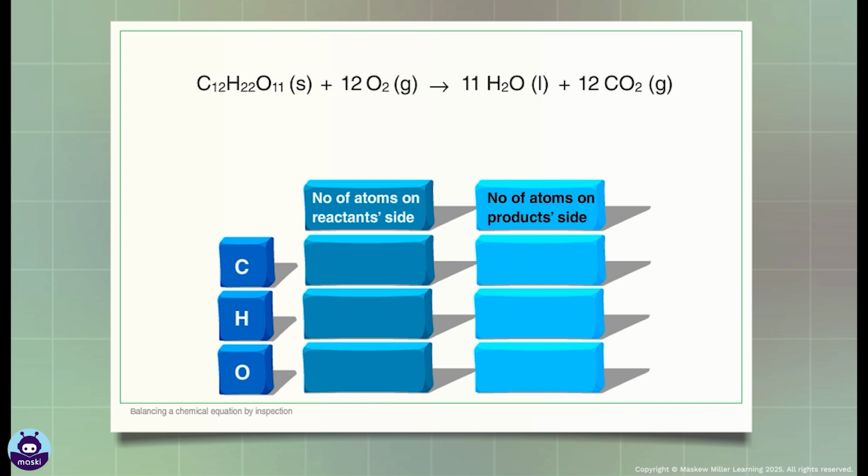The resulting equation is a balanced equation. C12H22O11 solid plus 12 O2 gas giving 11 H2O liquid plus 12 CO2 gas. Reactant side: carbon, 12 atoms; hydrogen, 22 atoms; oxygen, 35 atoms. Product side: carbon, 12 atoms; hydrogen, 22 atoms; oxygen, 35 atoms.